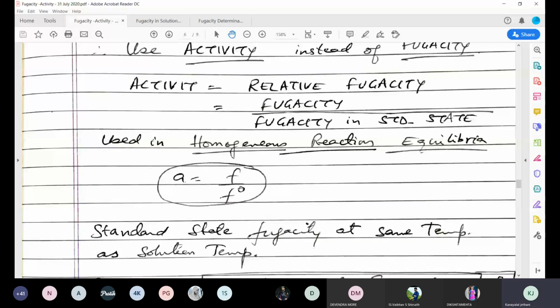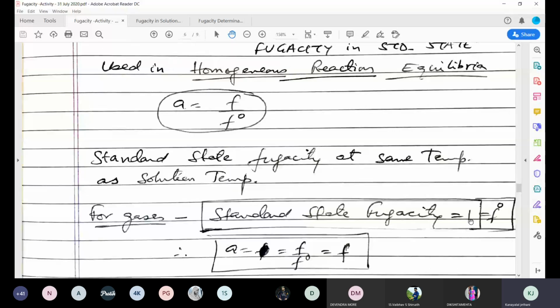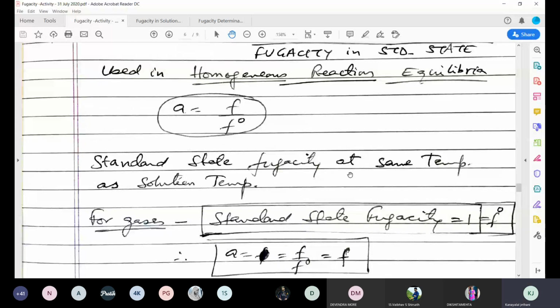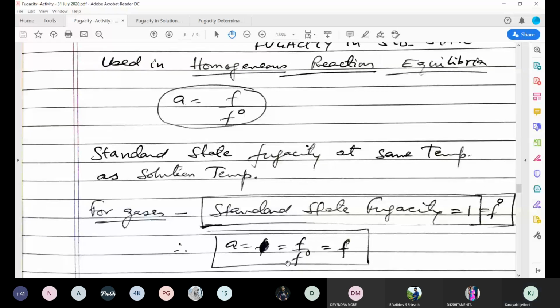Okay. For gases, standard state fugacity is equal to 1. We have seen that, right? At low pressure F0 is equal to P, right? If I take pressure equal to 1, F by P is equal to 1, लिया ना हमने, then it becomes 1, standard state fugacity. And therefore for gases, activity is equal to fugacity because F0 is equal to 1. If I apply this definition of activity to gases, then activity is equal to fugacity for gases only, but not for liquids. ठीक है, समझ में आया एक्टिविटी का डेफिनेशन?